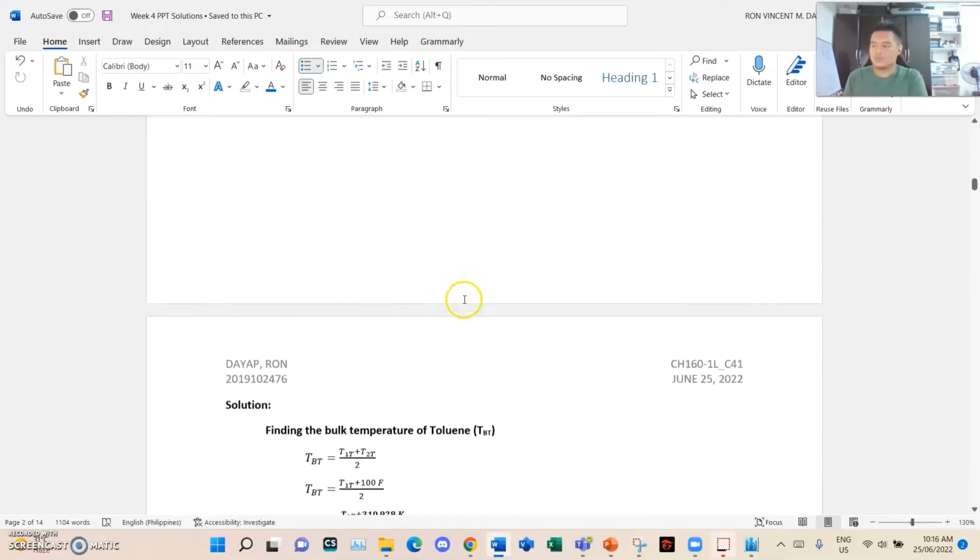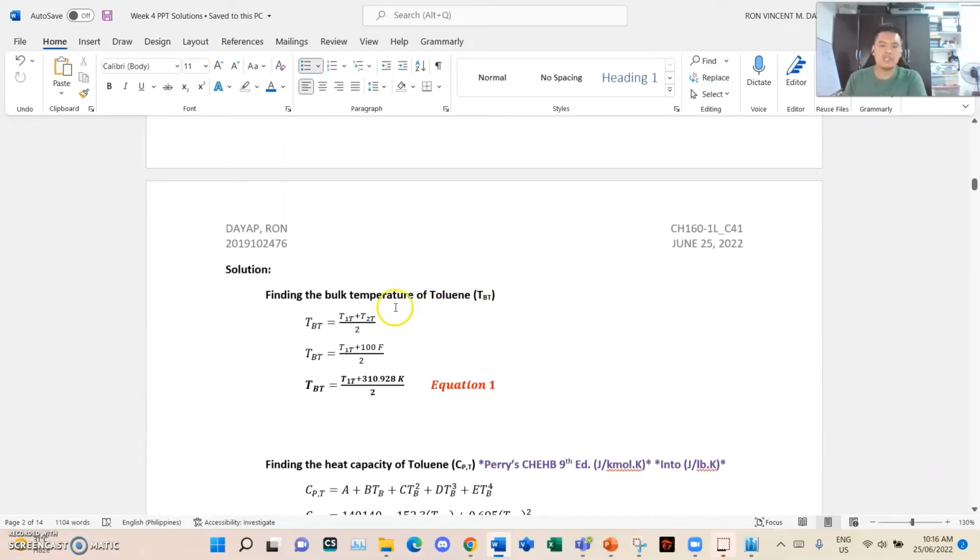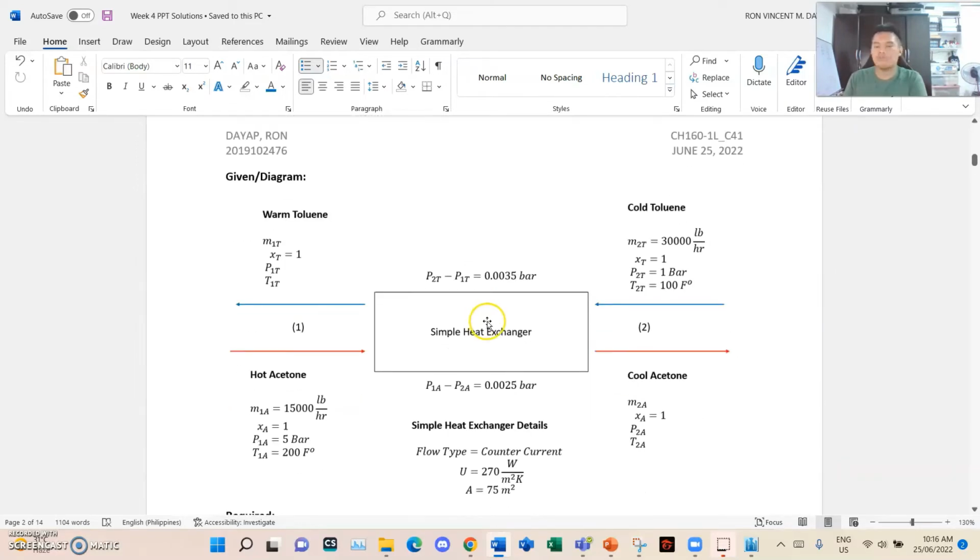So, how I started with the iterative solution, first I will need to find the bulk temperature of toluene. Why did I need to find the bulk temperature of toluene? Because I need to find the properties of toluene. However, there are different temperatures in and out. So how do we find the properties if there are different temperatures in and out? Well, we need to find the average between the two.